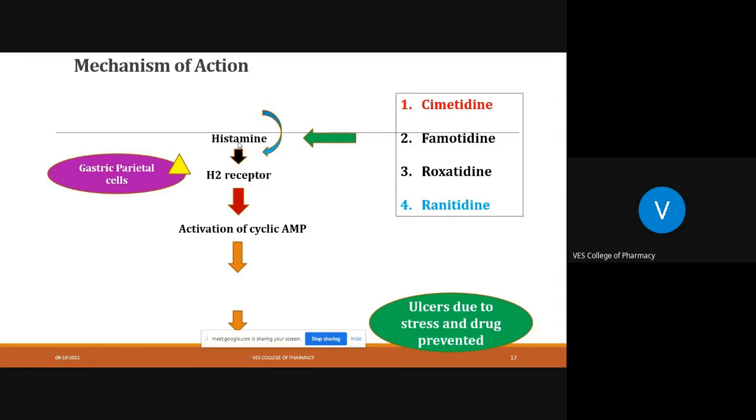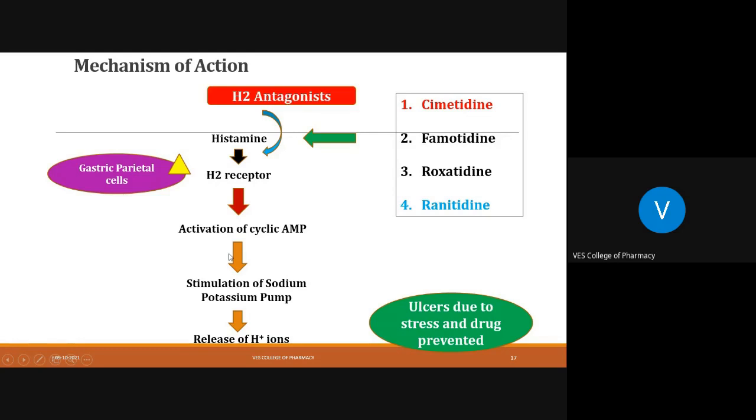Then how will they work? What is the mechanism? By increasing the cAMP. We already saw the mechanism in that whole physiology diagram. Then what will happen? They stimulate the hydrogen potassium pump, not sodium potassium, that was a mistake, and that will release the H plus ion. So that is the normal physiology.